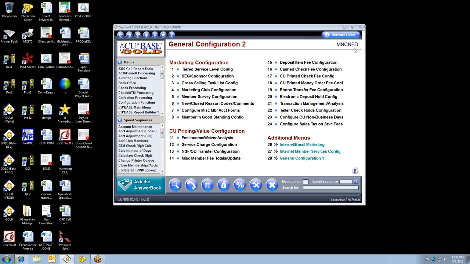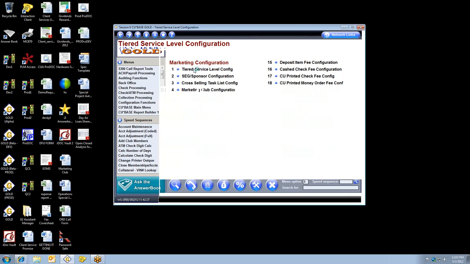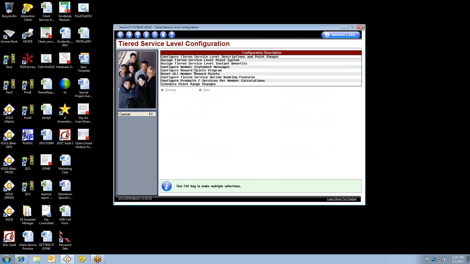We're going to spend an hour together today talking about some of the opportunities and configuration options that you have within your tiered service configuration. Where we're really going to start today is the General Configuration 2 menu, MNCNFD, and we're going to spend our time within option number 1. We're going to talk about some of the configuration options within tiered services and some other opportunities that you may have as well.